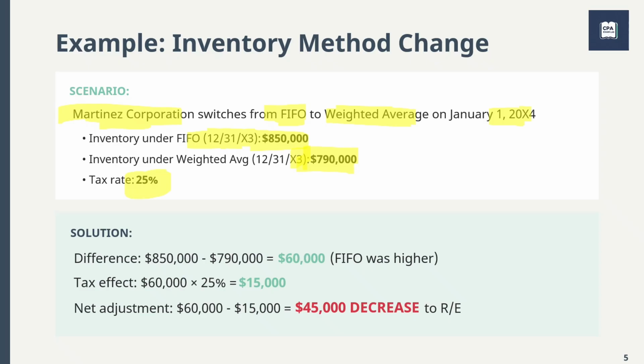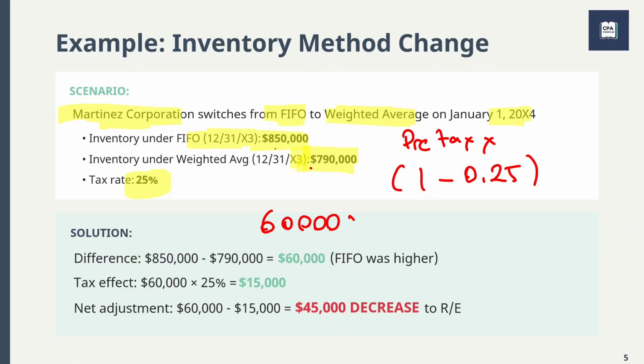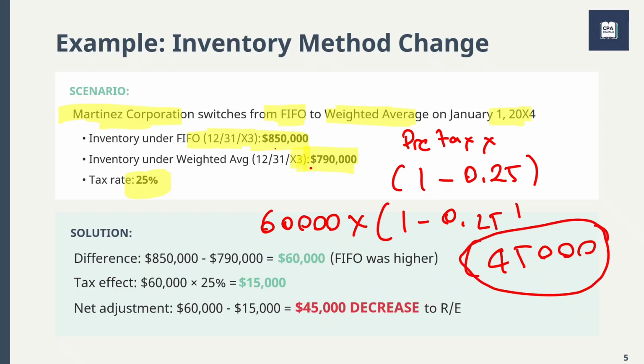If you remember the formula, we get the pre-tax amount and multiply it by 1 minus the tax rate, 0.25. We calculate the pre-tax amount, which is the difference between both methods, 850 minus 790. We have $60,000 multiplied by 25%. The decrease is going to be $45,000. Here I used the formula from the previous slides, or you can also calculate it this way.